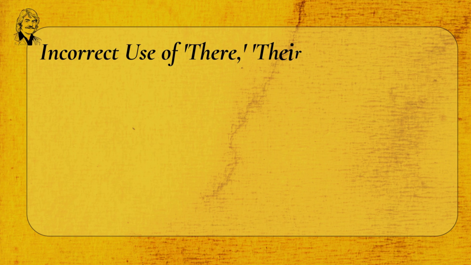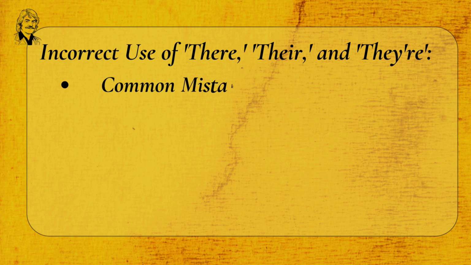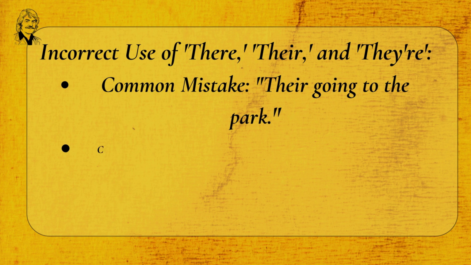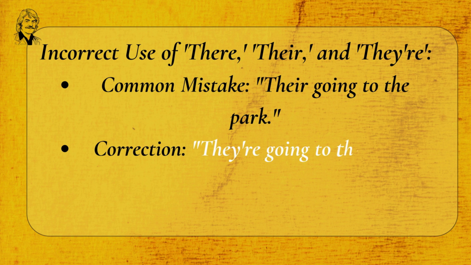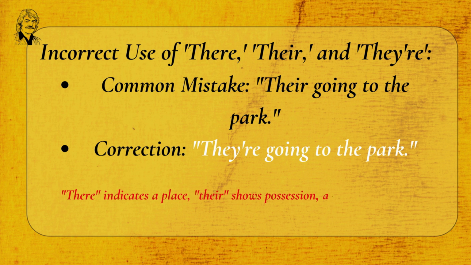Incorrect use of there, their, and they're. Common mistake: they're going to the park. Correction: they're going to the park. There indicates a place, their shows possession, and they're is a contraction for they are.